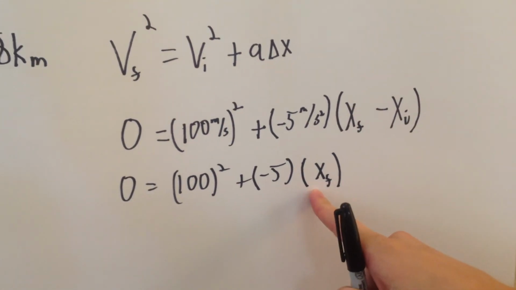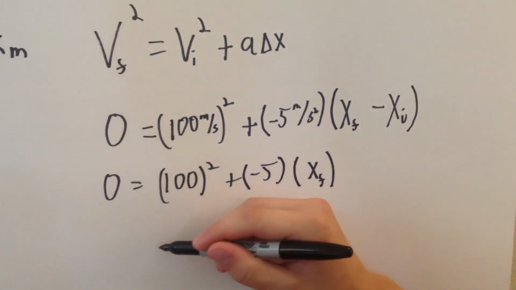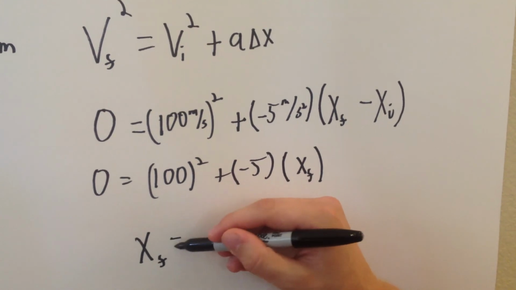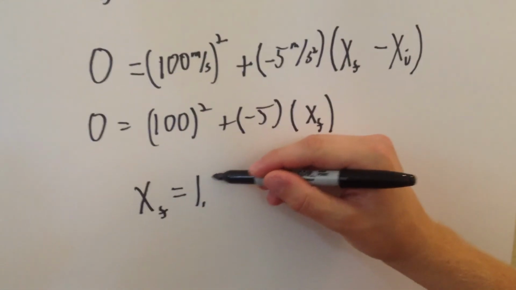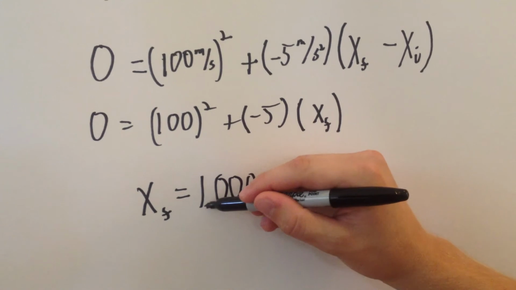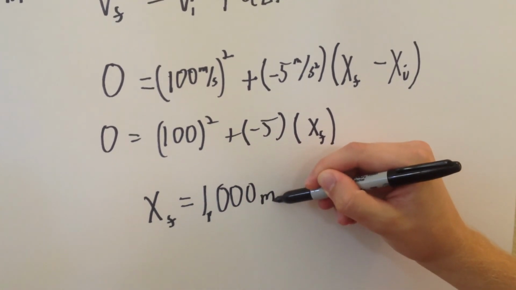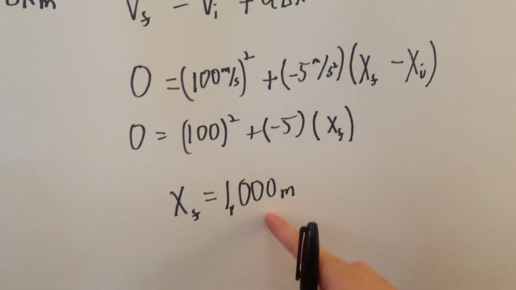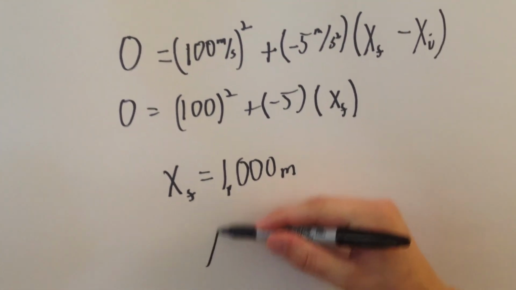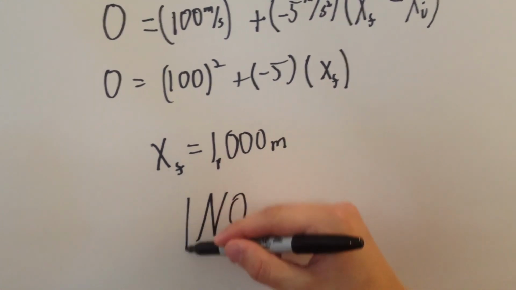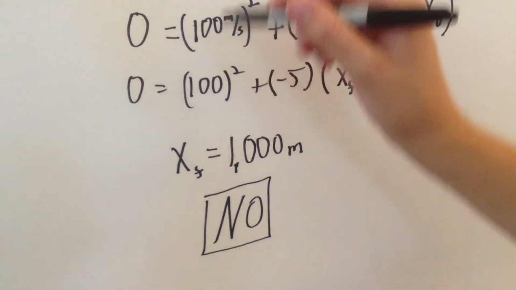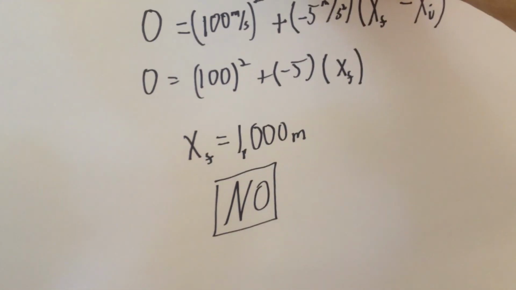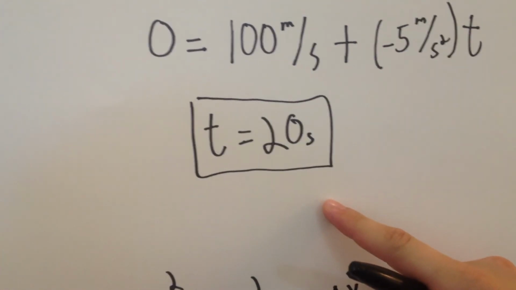Now when we solve for x final, we realize that the minimum distance it will take for the plane to stop is going to be 1,000 meters. 0.8 of a kilometer is less than 1,000 meters. So the answer is no. The plane cannot stop with the given distance. Here are your answers to part A as well as part B.